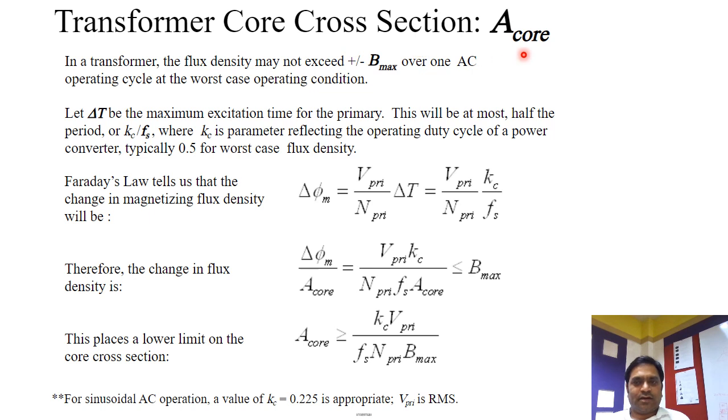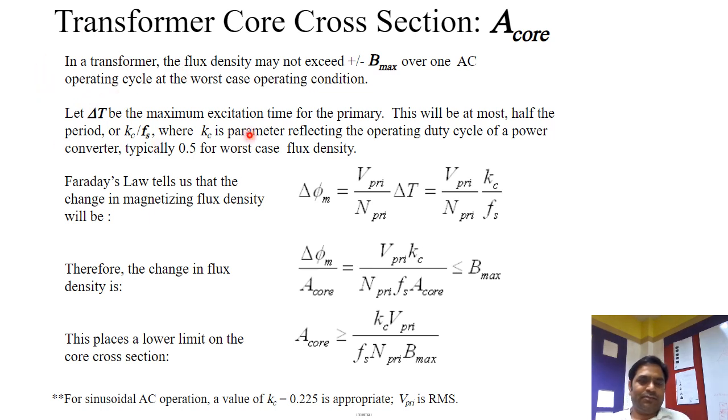Transformer core cross section area. How do we calculate the core cross section area for transformers? In a transformer, the flux density may not exceed plus or minus B max over one AC cycle at the worst case operating condition. As we have seen, this is the constant in the first page of the slides.